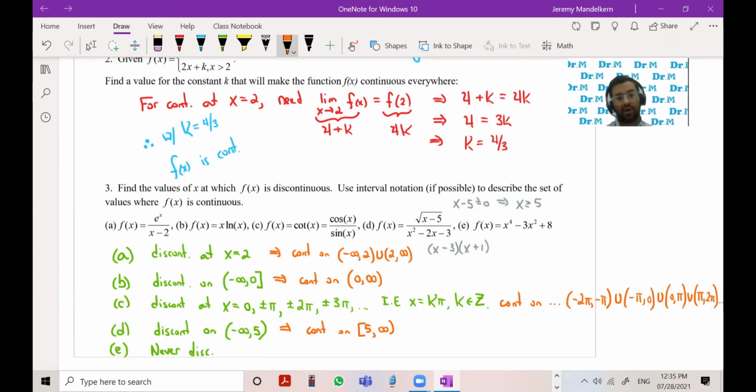So here, to state where the function is continuous, we can say for part E, we are continuous on the entire set of real numbers in interval notation. There that is. And with that, we have solved yet another worksheet.